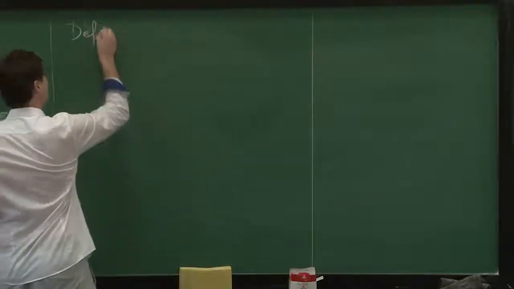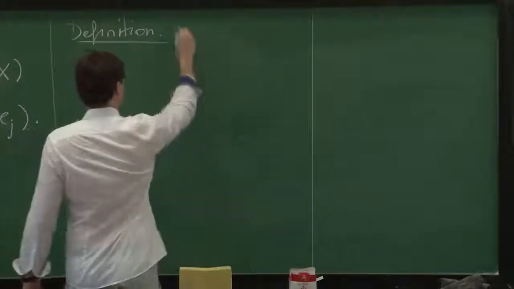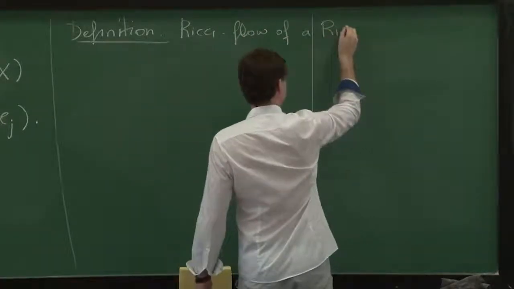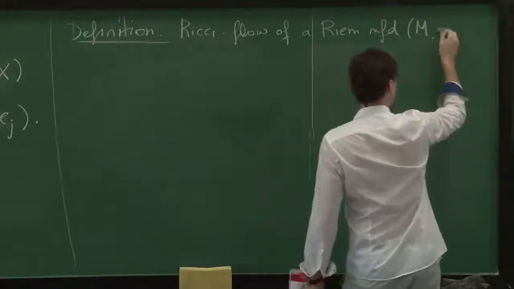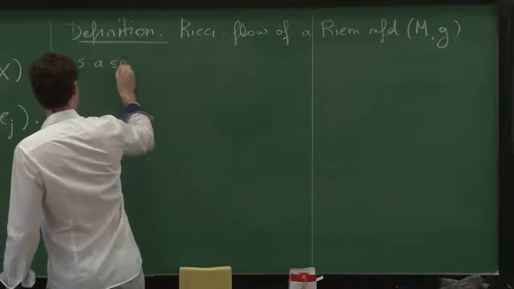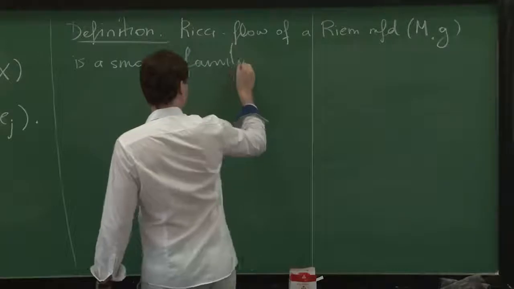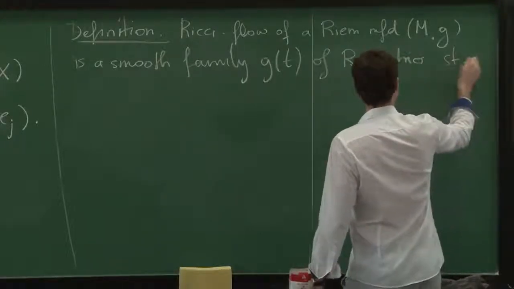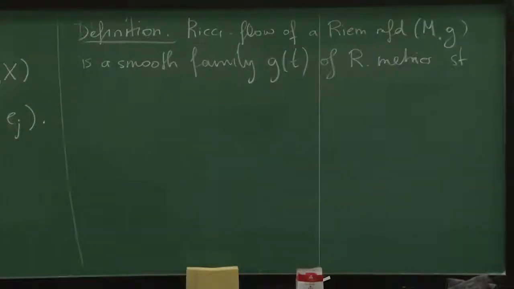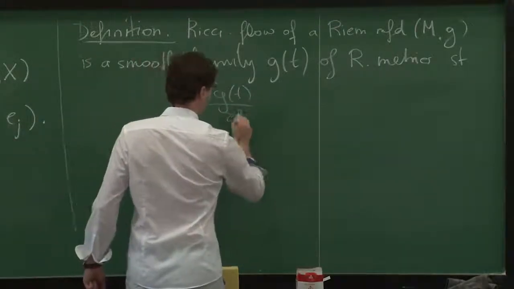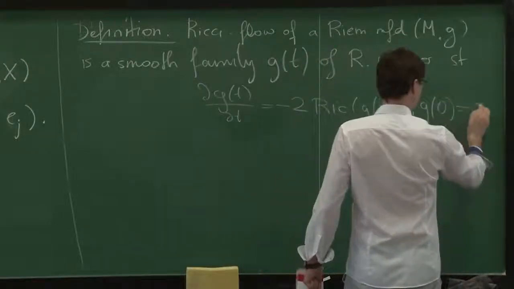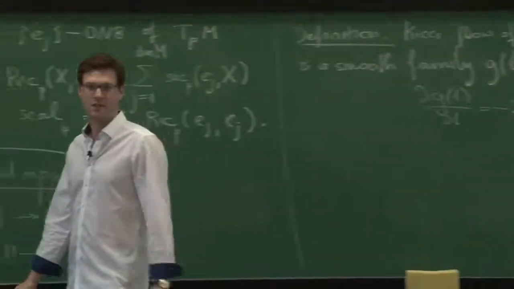Definition. A Ricci flow of a Riemannian manifold (M, g) is a smooth family of Riemannian metrics such that the following equation is satisfied: dg_t/dt equals minus 2 times the Ricci curvature of the metric g_t at time t, such that at time t equals 0 we have the original metric. This is Ricci flow.